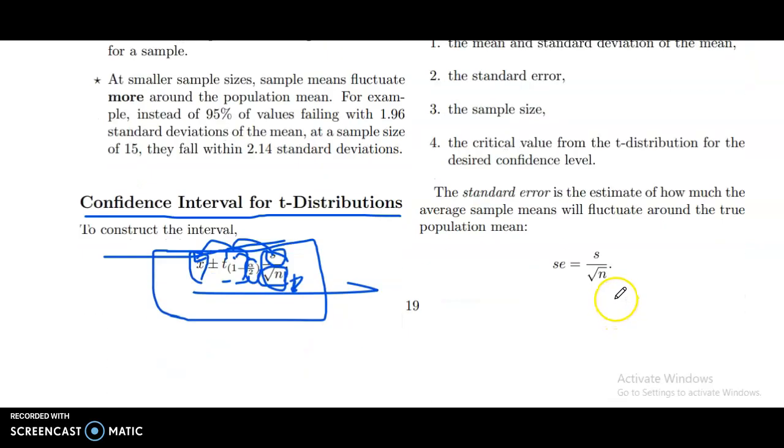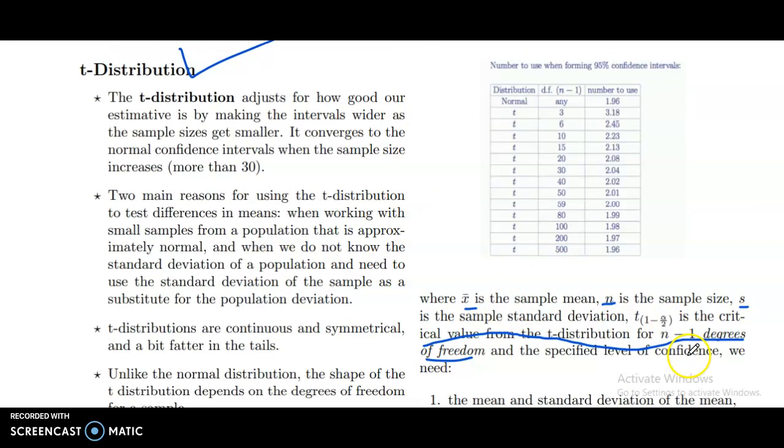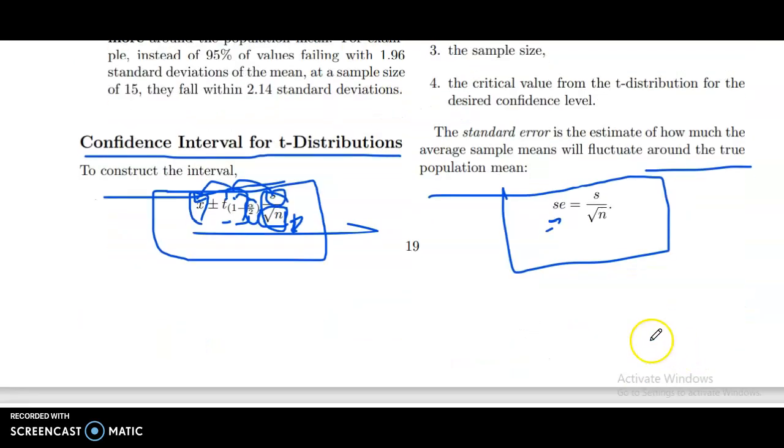Then the standard error is the estimate of how much the average sample means will fluctuate around the true population mean. Standard error is equal to the sample standard deviation divided by the square root of n. Okay, this is the standard error.